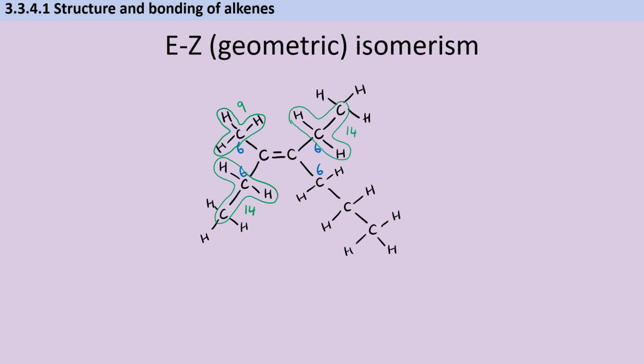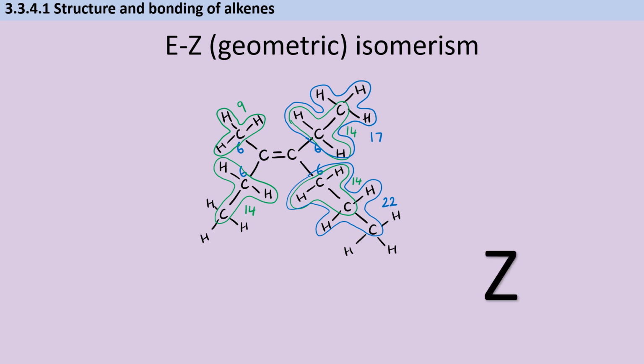And then if I do the same on the right-hand side, we start off and we've got 14 for both of these. So that doesn't really help me. So I need to go another layer out. And then I see that if I include the next, I get 17, and I get 22. So in this instance, my high priority group is also on the bottom. So I've got 2 on the bottom, they're together, they're zusammen, and so it's a Z isomer.